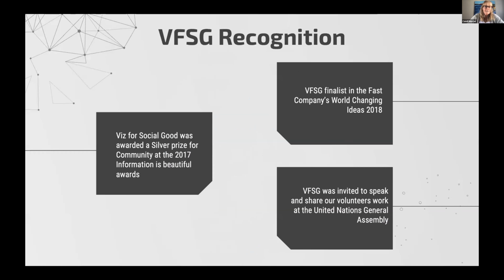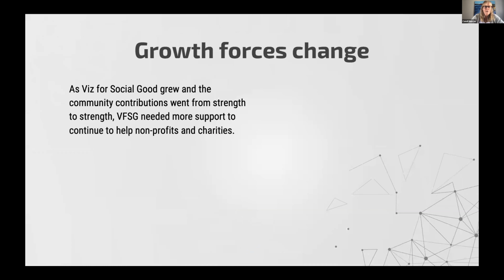We've been recognized as an organization. They won the Silver Prize for Community at the 2017 Information is Beautiful Awards. They were a finalist in Fast Company's World Changing Ideas in 2018. And Chloe has gone and spoken at the United Nations General Assembly, which was quite an honor. So we've come to this point. We've grown from our humble beginnings, but in order to move forward, we need support, obviously, from anybody who wants to volunteer or suggest a nonprofit to work with us.